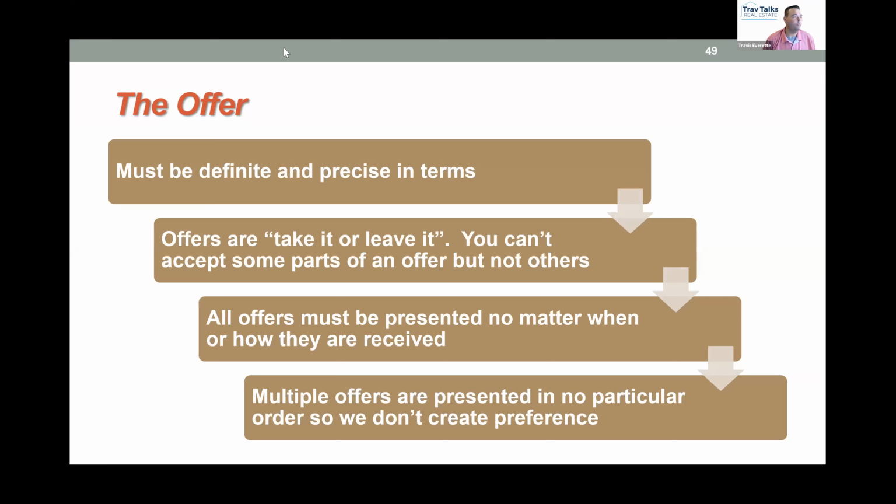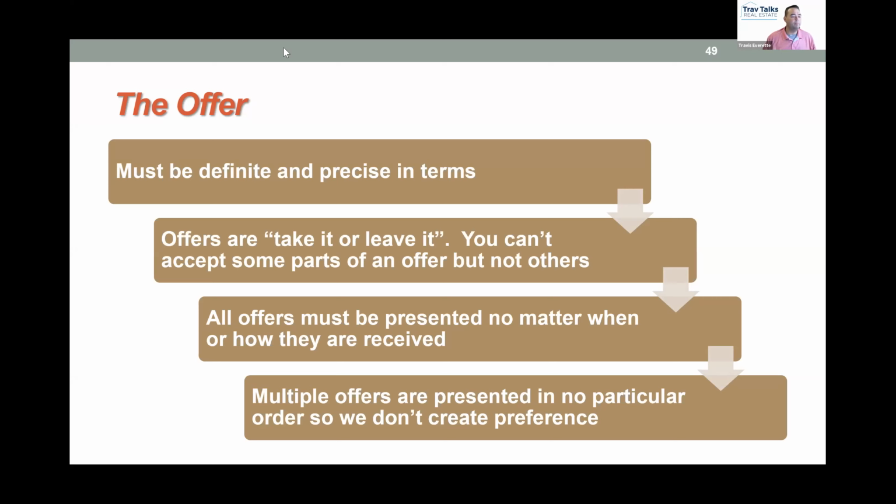All right, so picking back up, and I appreciate the patience there. The offer itself has to be definite. The terms of the offer have to be definite. And offers are take it or leave it. There's no such thing as we accept your offer, but we want a different closing date. What is that? When somebody says we accept your offer, but we want a different closing date, what is that actually? Counter offer. It's a counter offer.